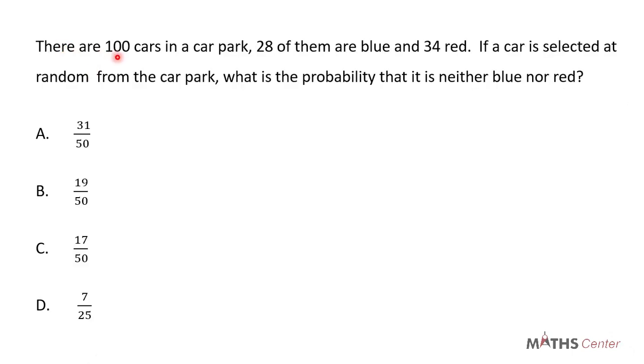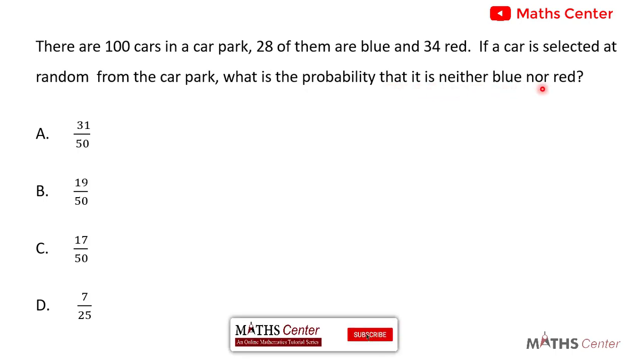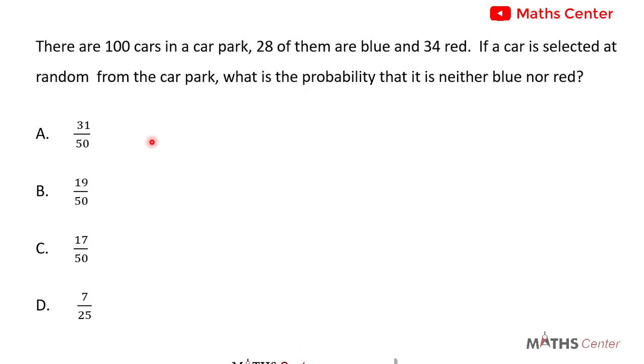There are 100 cars in a car park. 28 of them are blue and 34 red. If a car is selected at random from the car park, what is the probability that it is neither blue nor red? This is a multiple choice question, and so we will solve the question, and then after that we will choose the correct option.